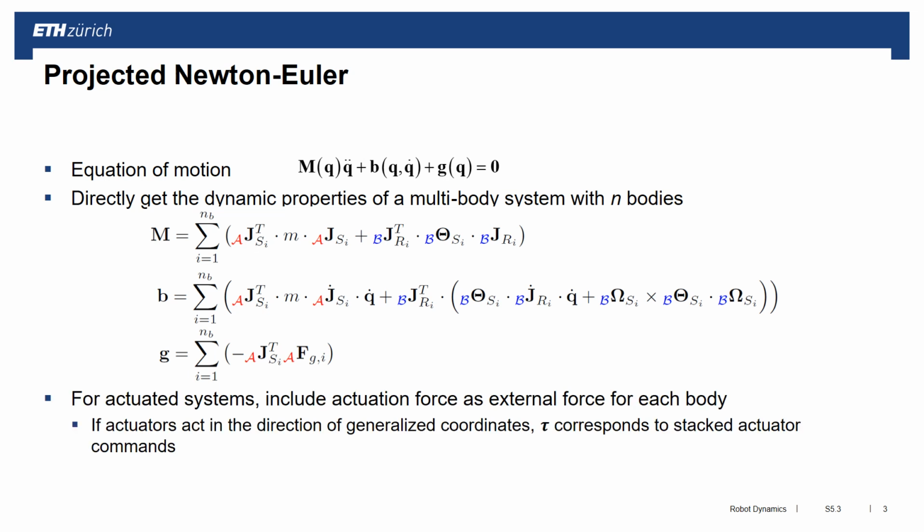Now, small add-on here, if you have an actuated system, we include actuation forces as external forces to each body. And if this actuator acts in the direction of generalized coordinates, this tau that we introduced there really corresponds only to the stacked actuator. But you're going to see this later on in examples much more straightforward.